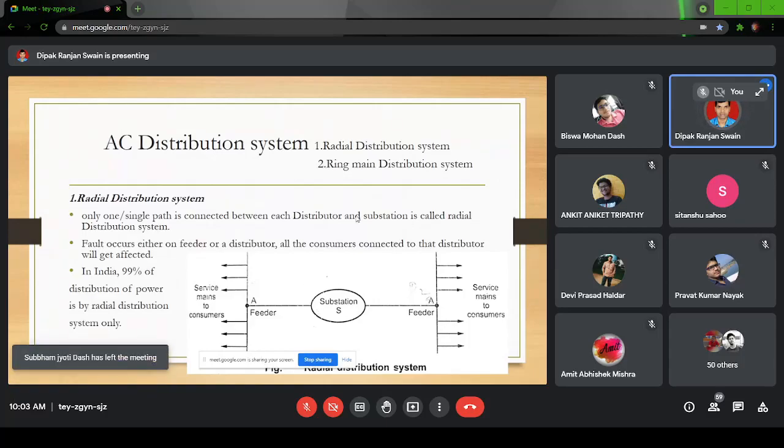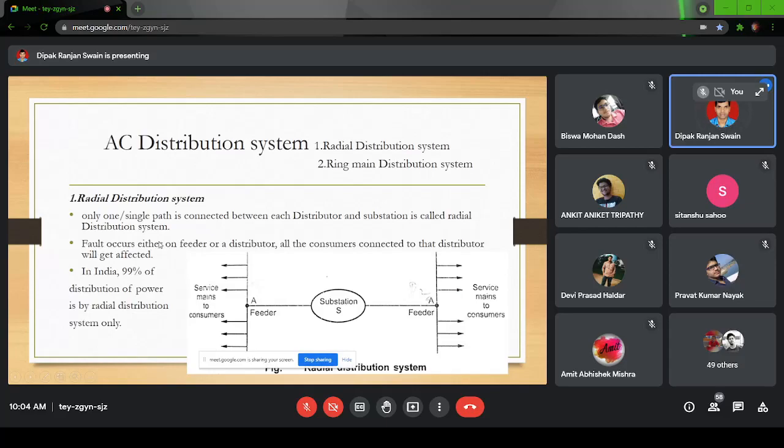Here you can see, let us say this is the substation. The feeder comes from the substation to the distribution end, and at the distribution end you connect more and more loads. Only one single path is connected between each distributor and the substation, which is called a radial distribution. As you can see, it is a single conductor feeder or single feeder distributor.